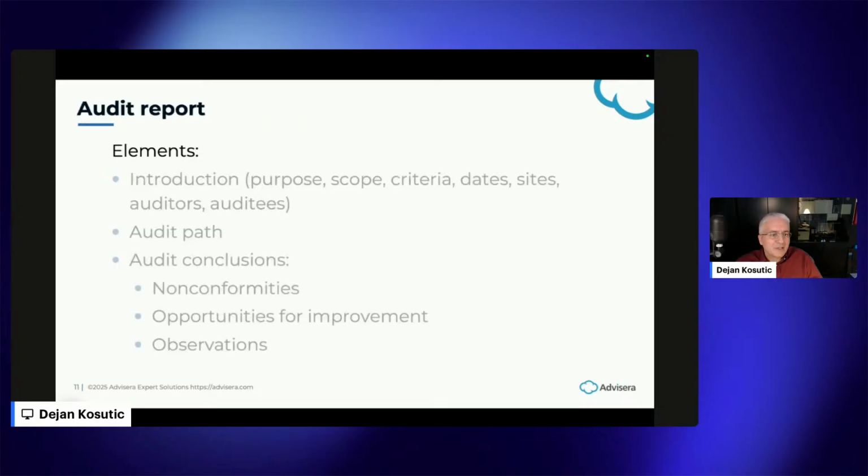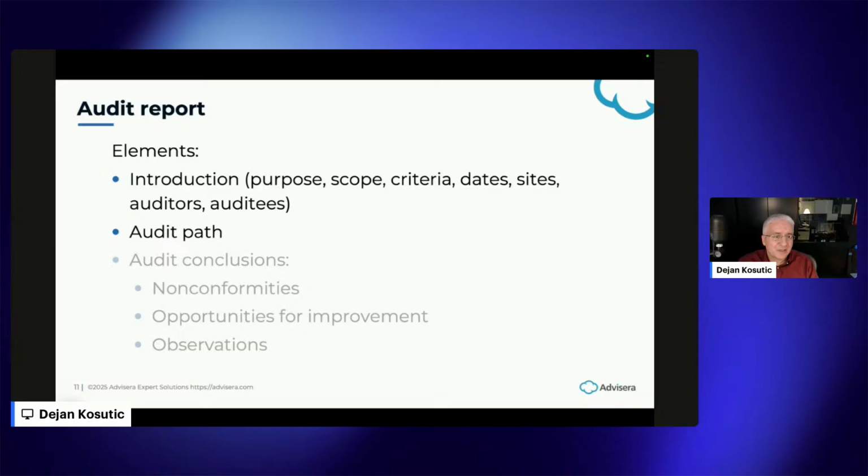So when you write the audit report, there are a couple of elements that you have to write there. First of all, you need to have this introduction where you define the basic setting of the internal audit: purpose, scope, criteria, dates when this internal audit was done, physical sites where this was made, who were the auditors, who were the auditees, these kinds of things.